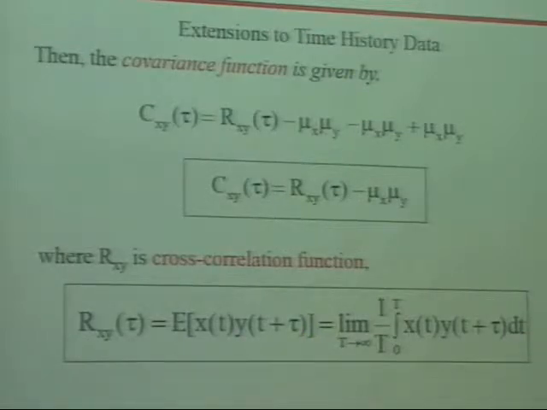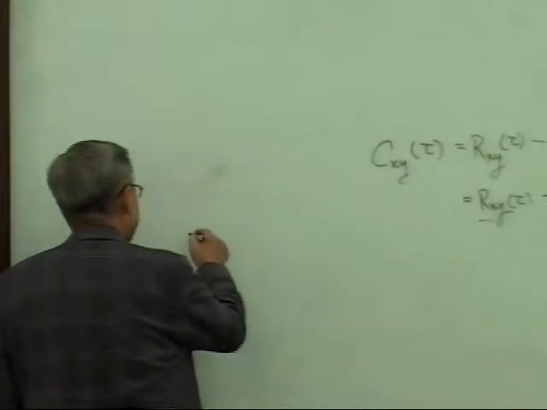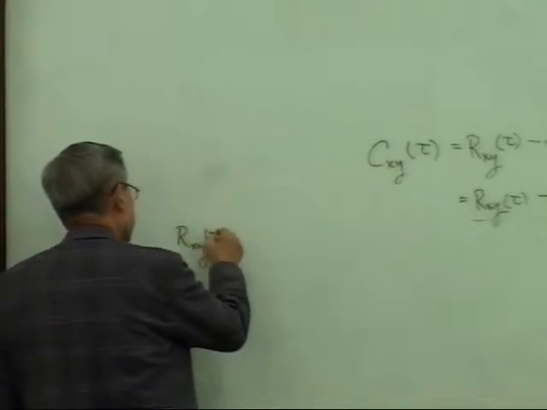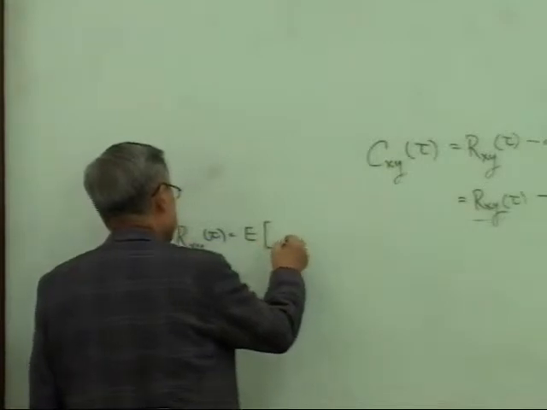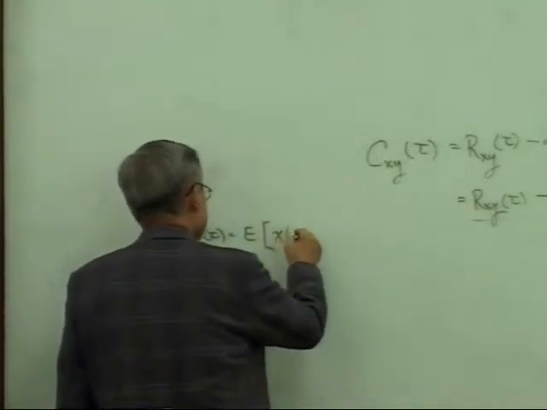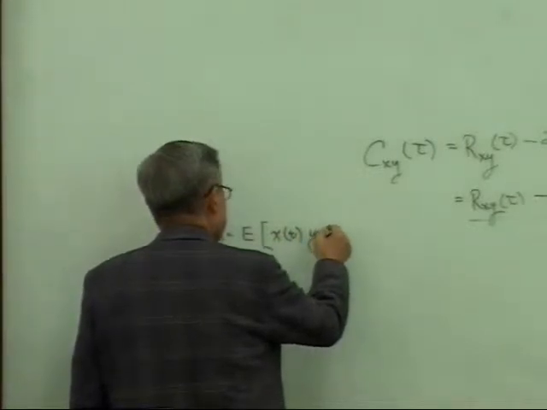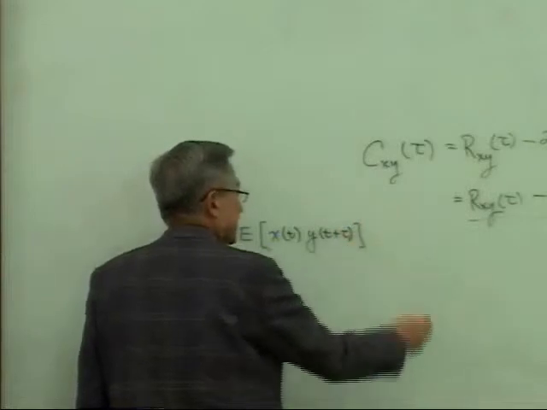As you look at the cross correlation function, Rxy(tau), the definition is E[x(t) y(t plus tau)].